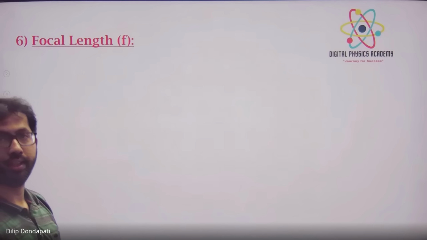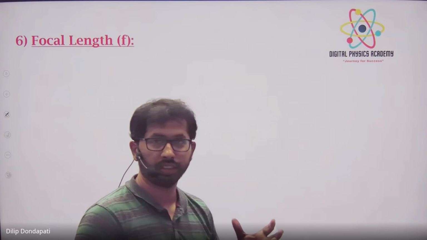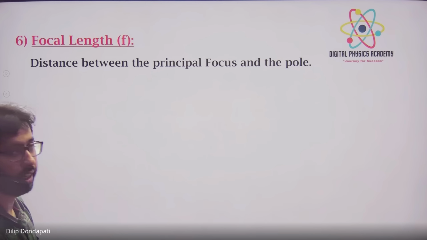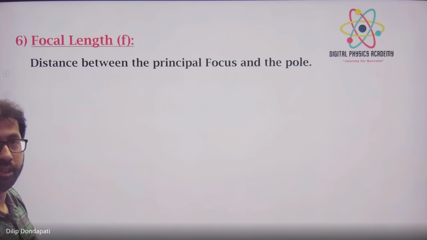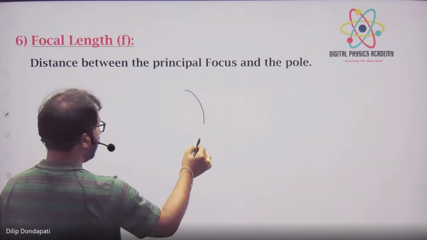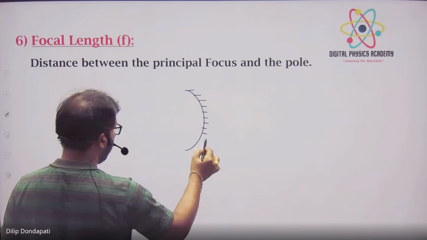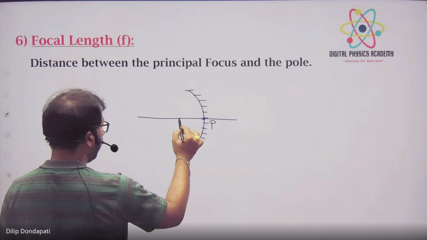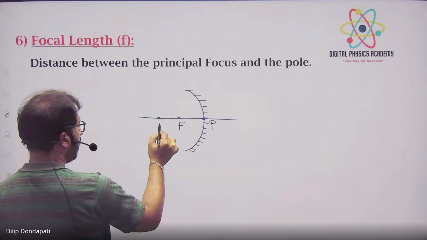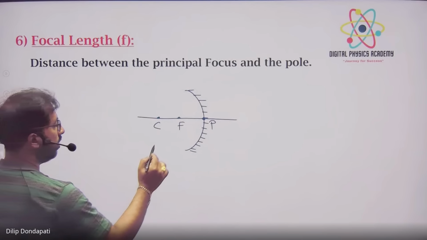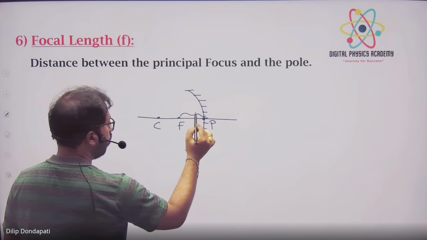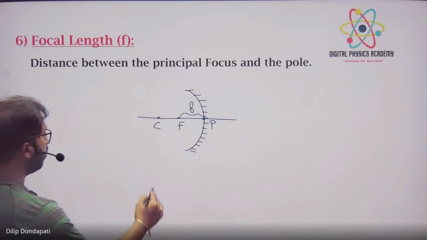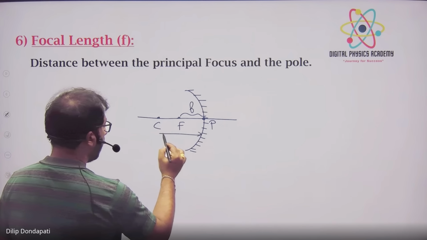Next one is focal length. These are terminologies. Compulsory we have to learn these terminologies. Focal length is the distance between the principal focus and the pole. Length means distance. Look, pole, focus and center of curvature. Now the distance between the focus and the pole we call small f, the focal length. And the distance from the center to the pole is called the radius of curvature.